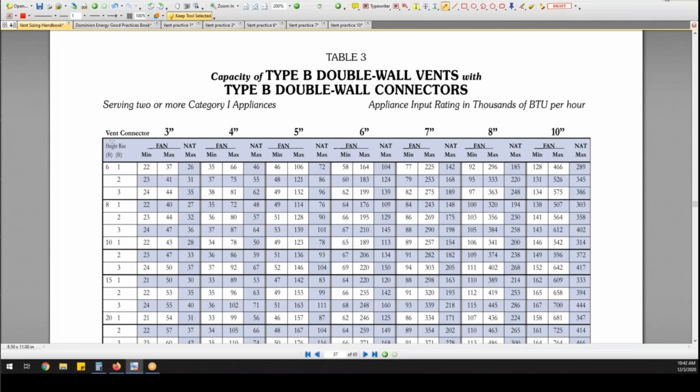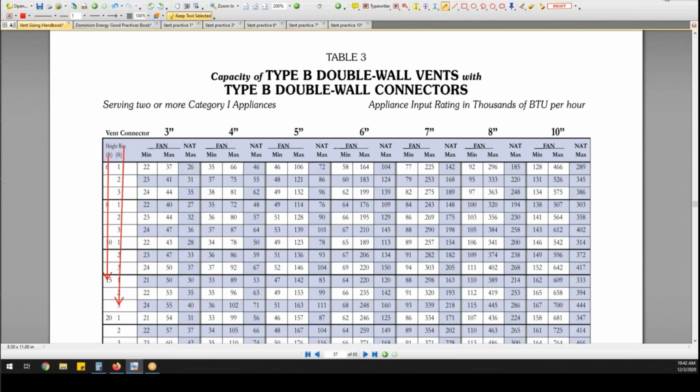So same process. I come over to my height. My total vent height is 15 feet. My rise, okay, now we got a new term. We got a rise instead of lateral. When you're dealing with 2 appliances or more, they start taking into account the rise rather than the lateral. Okay. And in this particular case, I have a 3-foot rise. So I come down the rise column and my 15-foot height with a 3-foot rise.